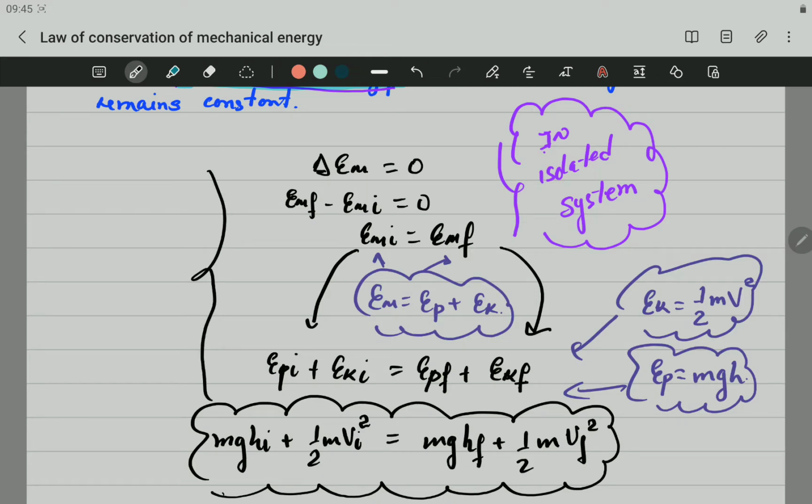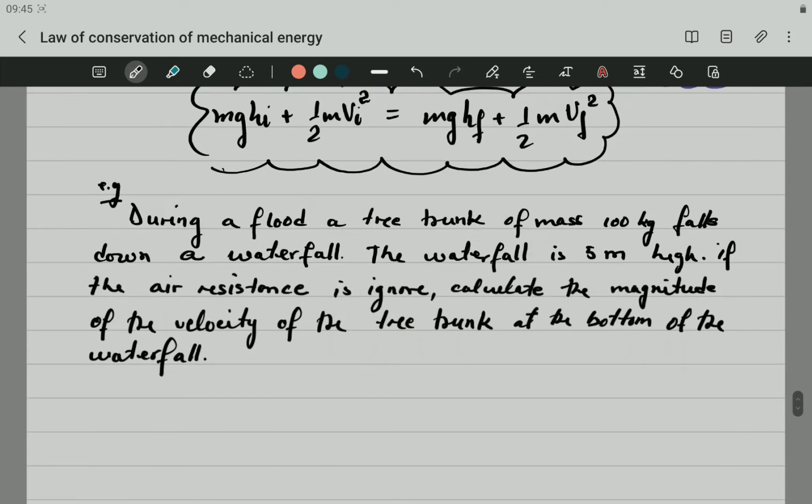Okay, so let's now look at one example. This example says during a flood, a tree trunk of mass 100 kg falls down a waterfall. The waterfall is 5 meters high. If the air resistance is ignored, important here, the air resistance is ignored. It doesn't mean that there is no air. It means that we are going to ignore that. That means that the system is isolated. So they said calculate the magnitude of the velocity of the tree trunk at the bottom of the waterfall.